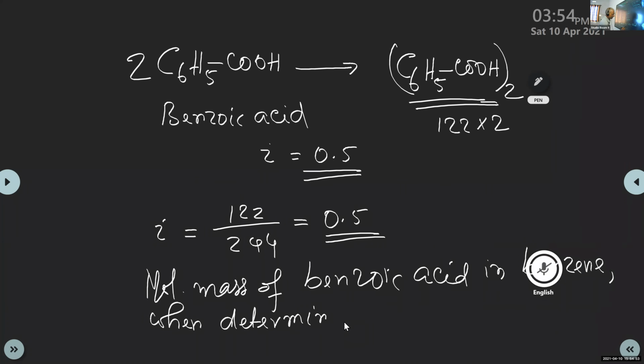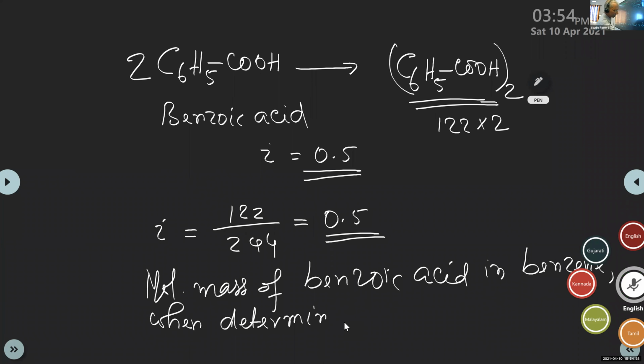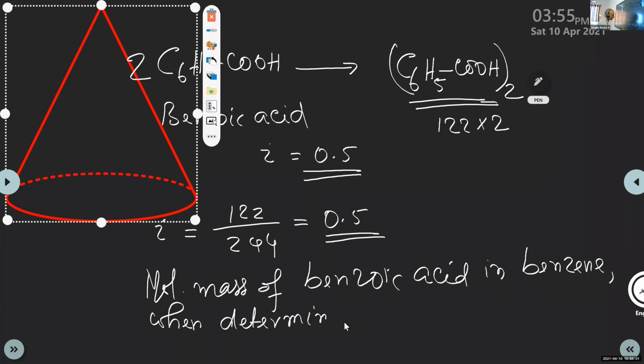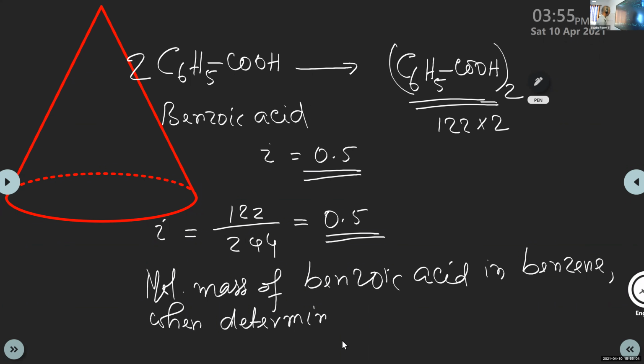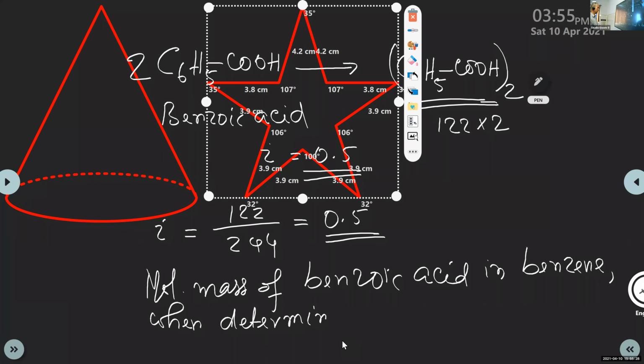So when determined by cryoscopic method, it is 244 gram per mole. Cryoscopic method, 244, and everything is coming on the board. It's very good.